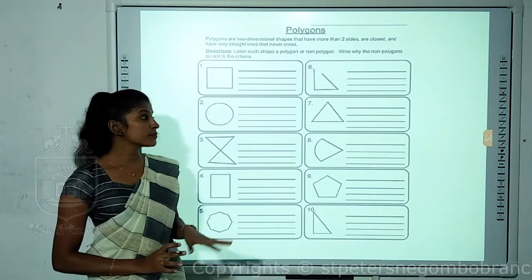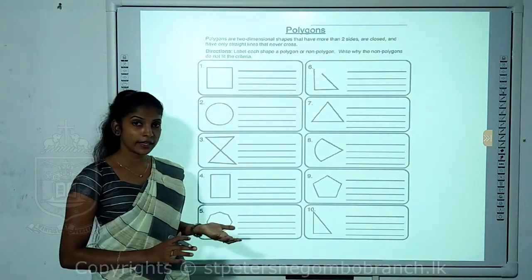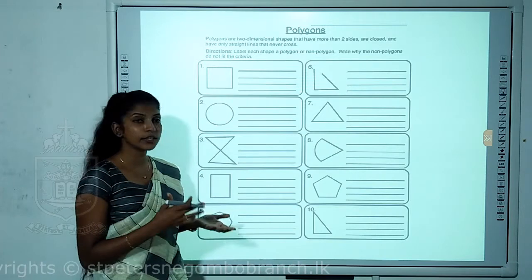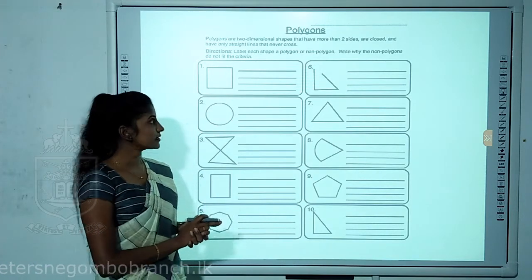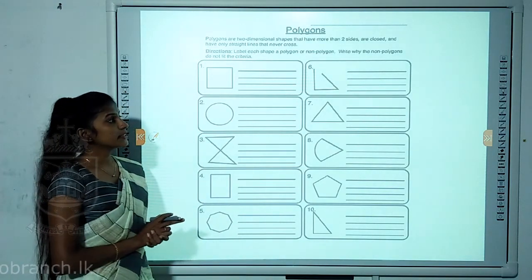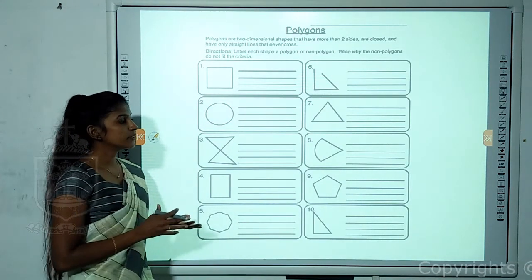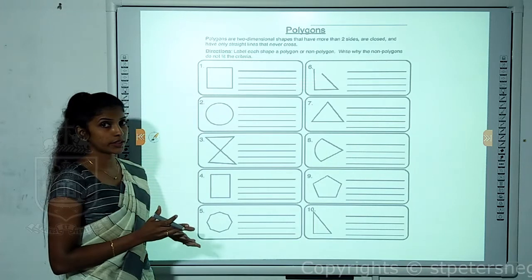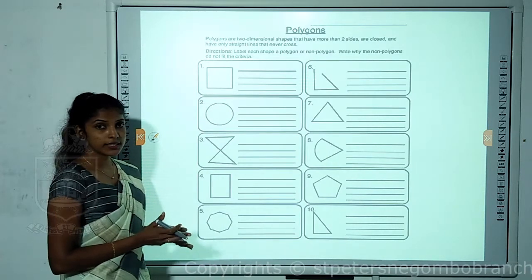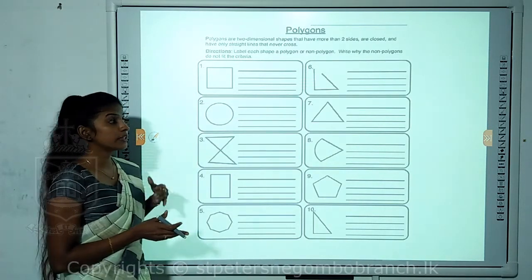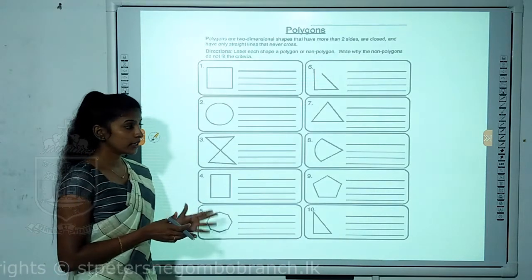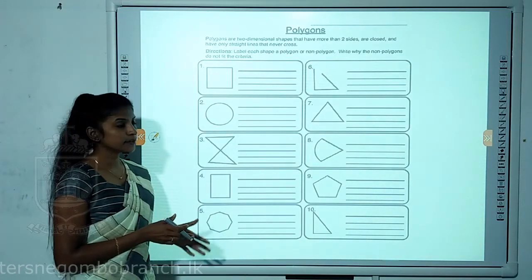Right, let's move to a small activity. I have given this in the study pack worksheet also, so you all can do the corrections while I am doing this. Here you are given 10 figures, and you have to select whether these are polygons or non-polygons. So we will see which are the polygons and which are the non-polygons, and if it is not a polygon, you all have to mention the reason in the space.